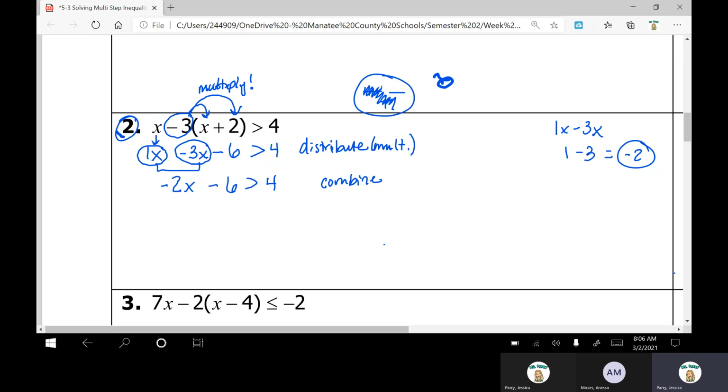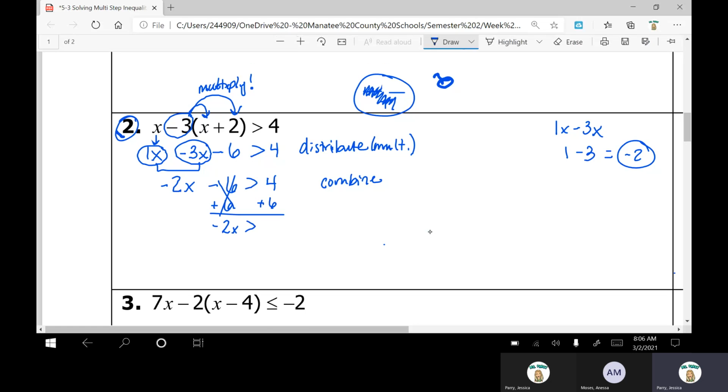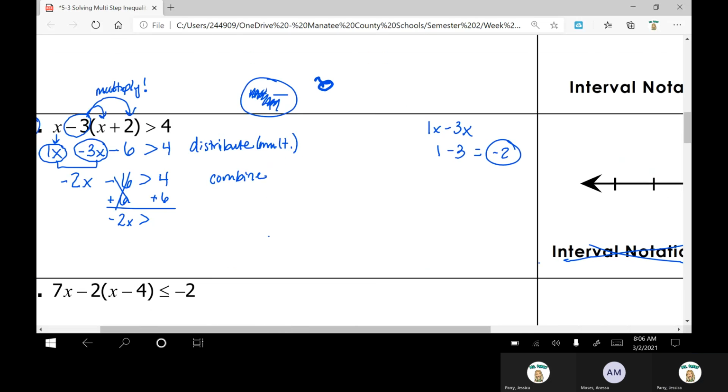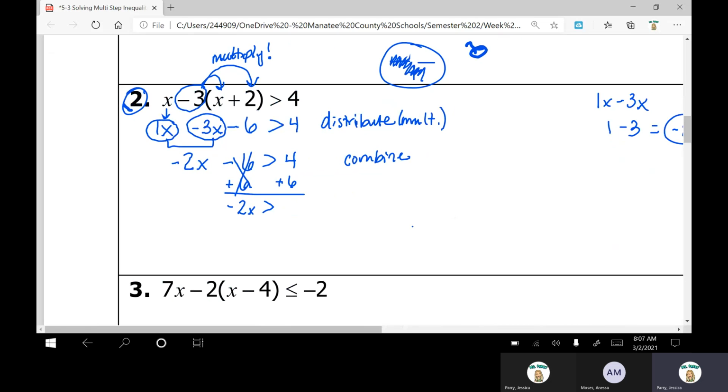So all we do is combine. Now we've got 2 more steps here. Next is adding or subtracting. We're going to get rid of that -6. So I'll do the opposite. Add 6 to both sides so they cancel out. Bring down the -2x, my inequality sign. Whoops, that's going crazy today. And then we can add together. The 4 plus 6 is 10.